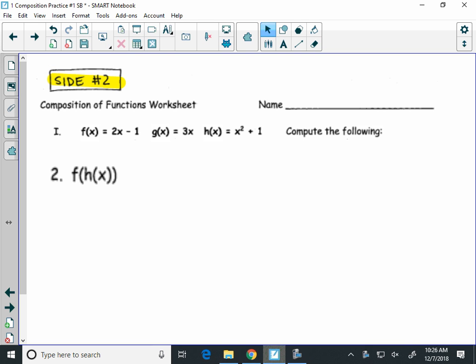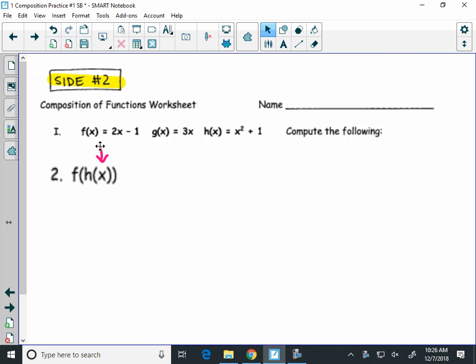This video is for the practice for composition of function, practice number 1, side 2. In this video, I'm going to be doing numbers 2, 6, 16, and 18. This is a little different than side 1. This time when you are composing these functions, you should notice that all the inputs have the letter X. That means your answers are all going to have the letter X in them.